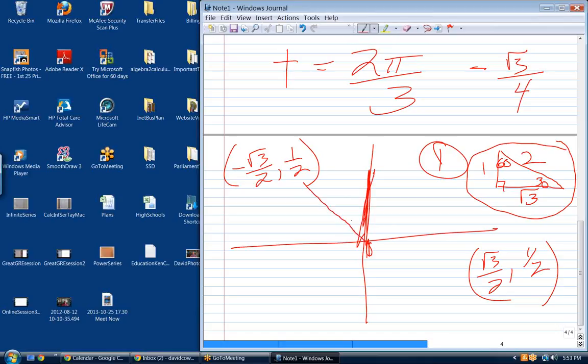Yeah, you're right. This was 2 pi over 3, which is 120 degrees, and this was 60 degrees. So it's a 30-60 triangle, but opposite the 30 is the 1/2, opposite the 60 is the root 3 over 2, which makes the coordinates minus 1/2, root 3 over 2. My mistake, sorry.